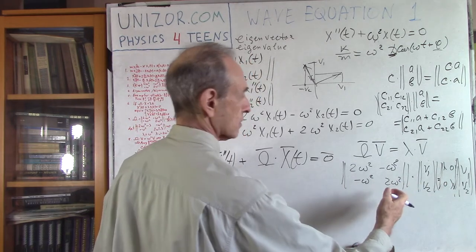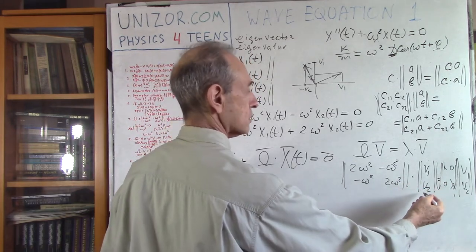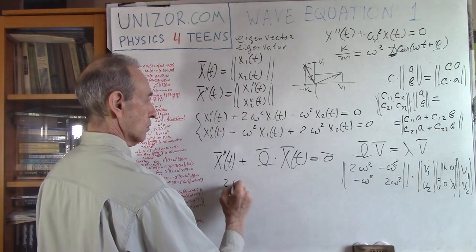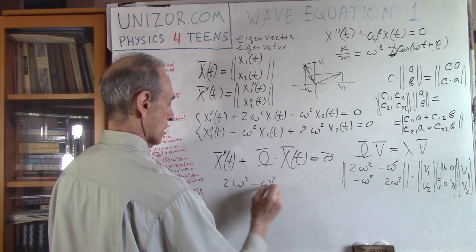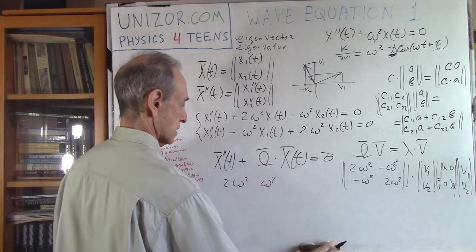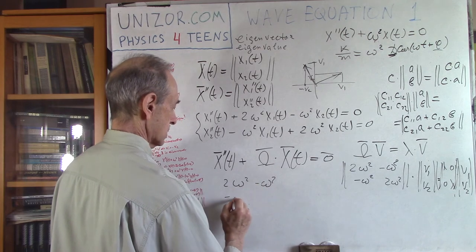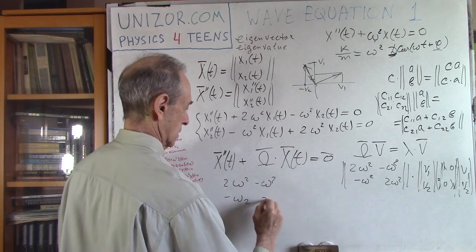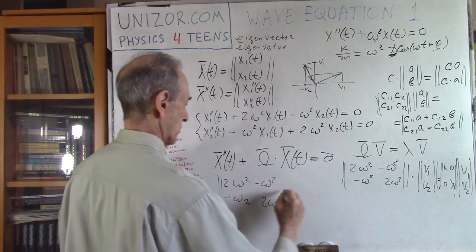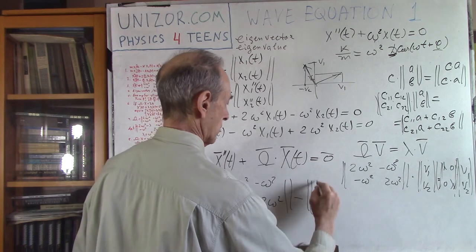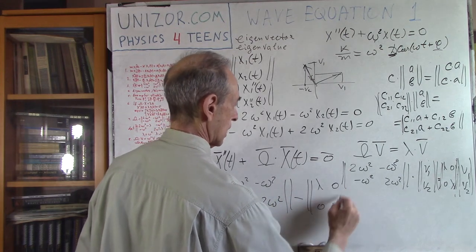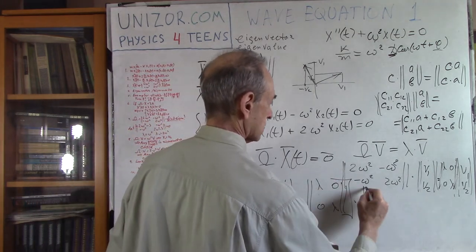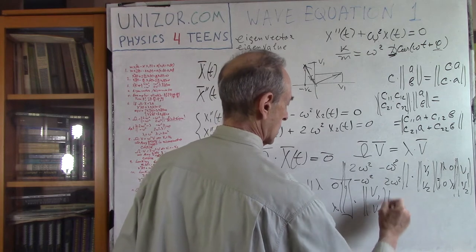So I will transfer everything to the left, and I will take v1, v2 out of parentheses, and I will have 2 omega square, minus omega square. This is not minus, these are two different entries. Minus omega square, 2 omega square. Matrix minus matrix lambda 0, 0, lambda. This is a new matrix multiplied by vector v1, v2 equals to 0.